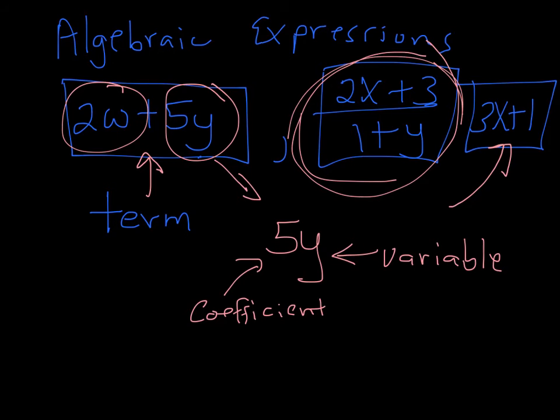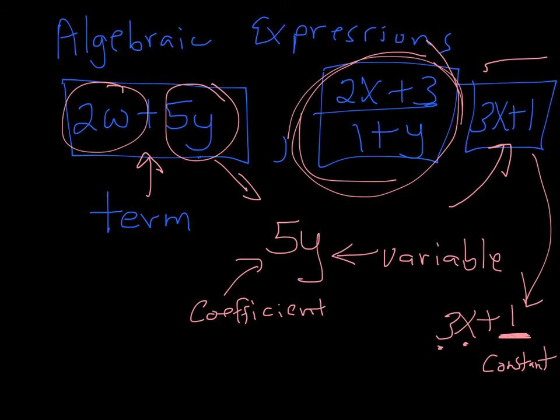Sometimes there's a term without a variable, like we see in this expression, where I have 3x plus 1. So if I just look at this one, we have a coefficient of 3 here, a variable of x, and then this constant term of 1. So it's called a constant because it doesn't change or vary. It's 1 and always 1.